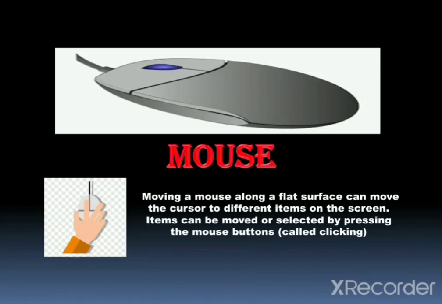Children, when you click on the screen with the help of the mouse, signals are sent to the CPU. Without this, the computer would be useless. Children, if you have a laptop at home, you can attach a mouse with the laptop or you can use a wireless mouse also.